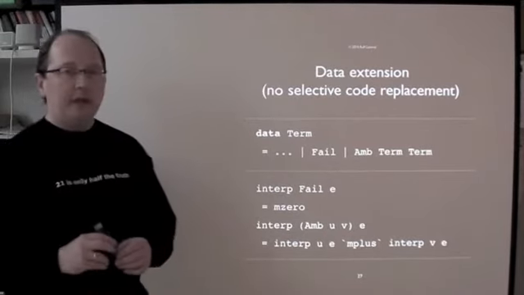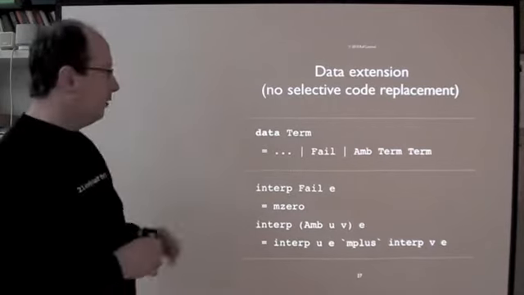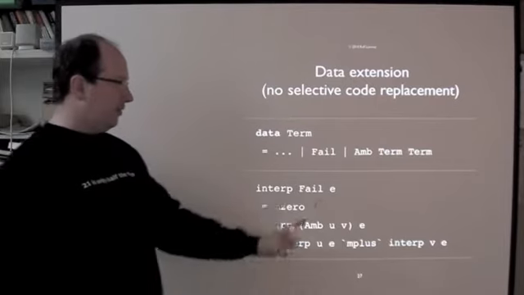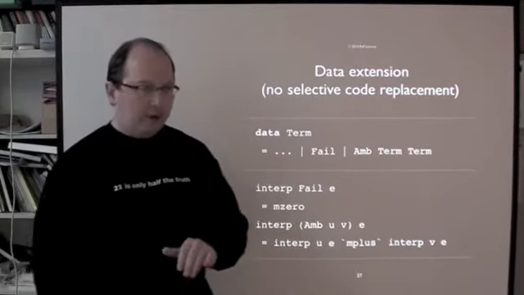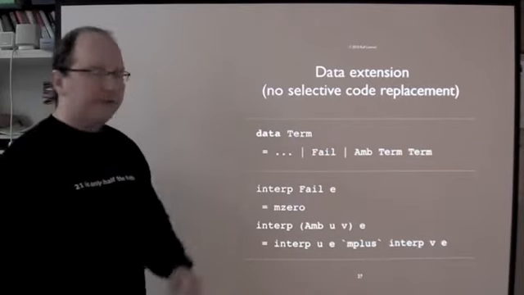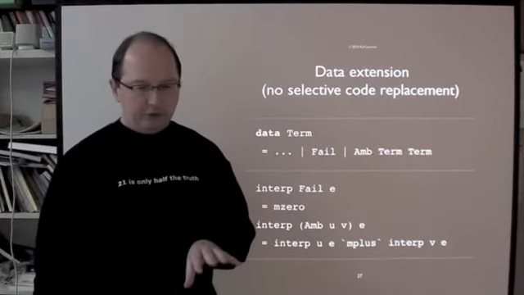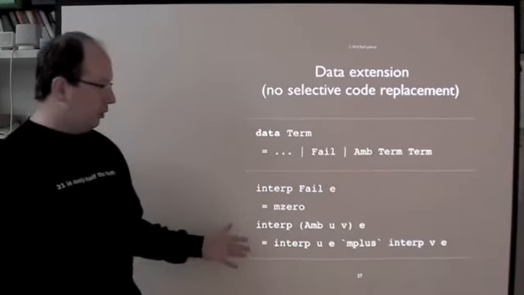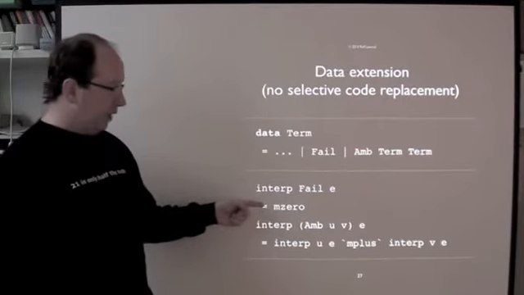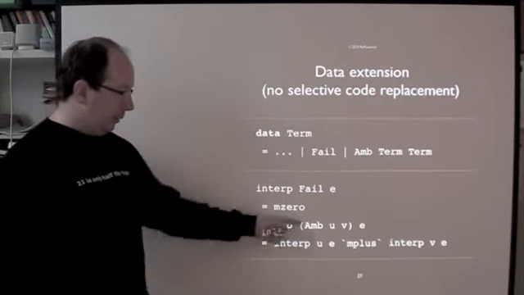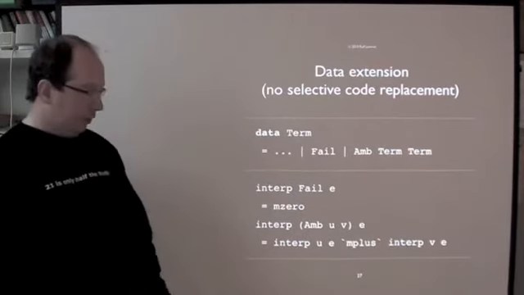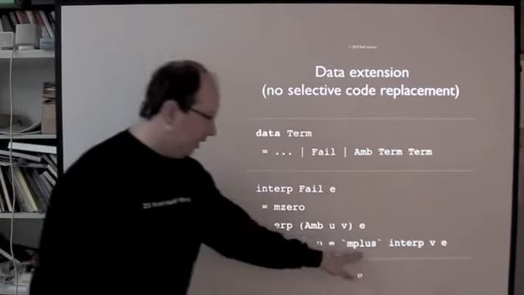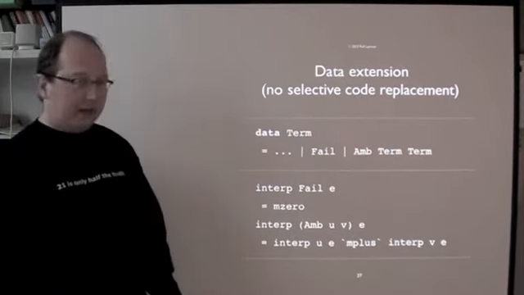Well, we again don't need any selective code replacement here, it's just the data extension, so this is a nice case again. So we add two constructs, so we have seen the amp construct for saying either this or that. And there's also the fail construct when we want to say this term shouldn't return any result. Okay, and then there are two equations, fail is mapped to the M0 operator, and amp is mapped to the M plus operator. So we really say, take all these results here and all these results here and just concatenate them.